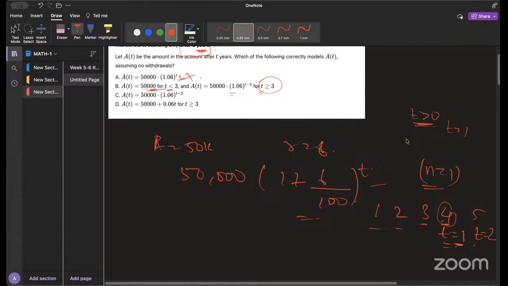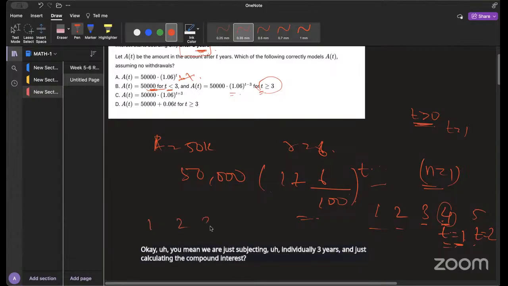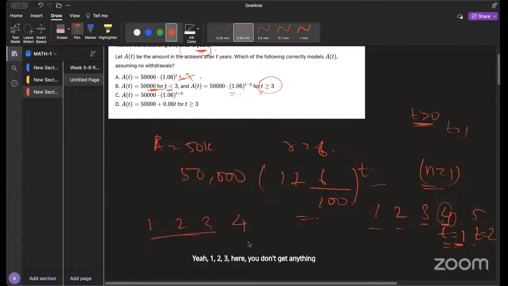Okay, you mean we are just subtracting individually 3 years and just calculating the compound interest? Yeah, 1, 2, 3 year, you don't get anything. And then from the 4th year, you get the interest. So this is supposed to be the first year. Let me just say that this is capital T. So your capital T is the first year here. Is this okay? Because your compounding actually starts from here, from the 4th year. You don't get anything till the first 3 years. Is this clear to everyone?